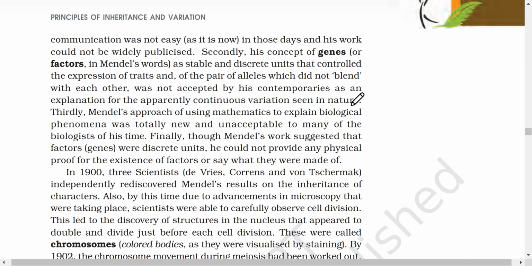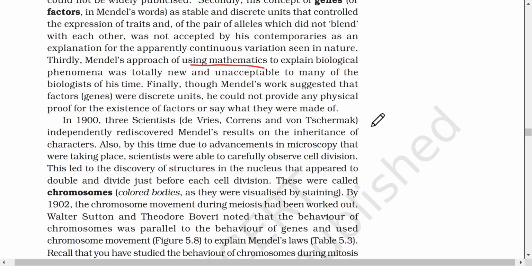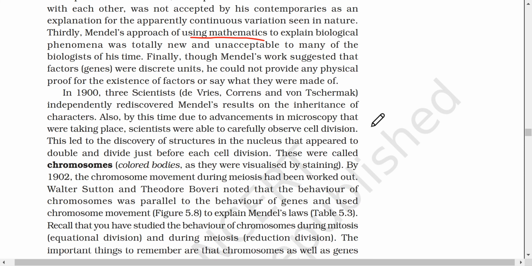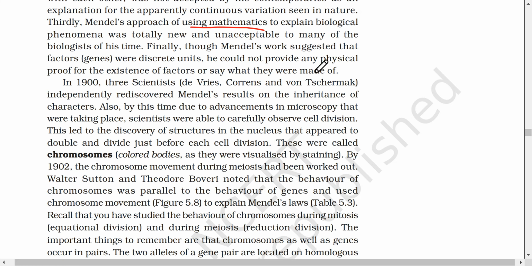So again it's trying to say why Mendel's work remained hidden. At that time there were various reasons, and many times people were not ready to accept mathematics in biology; even that was a reason. Thirdly, Mendel's approach, using mathematics to explain biological phenomena, was totally new and unacceptable to many of the biologists of his time. Finally, though Mendel's work suggested that factors or genes were discrete units, he could not provide any physical proof for the existence of factors or say what they were made of. So he just said that factors exist, they are being transmitted, being inherited. He didn't give exactly what the factor was, fine.